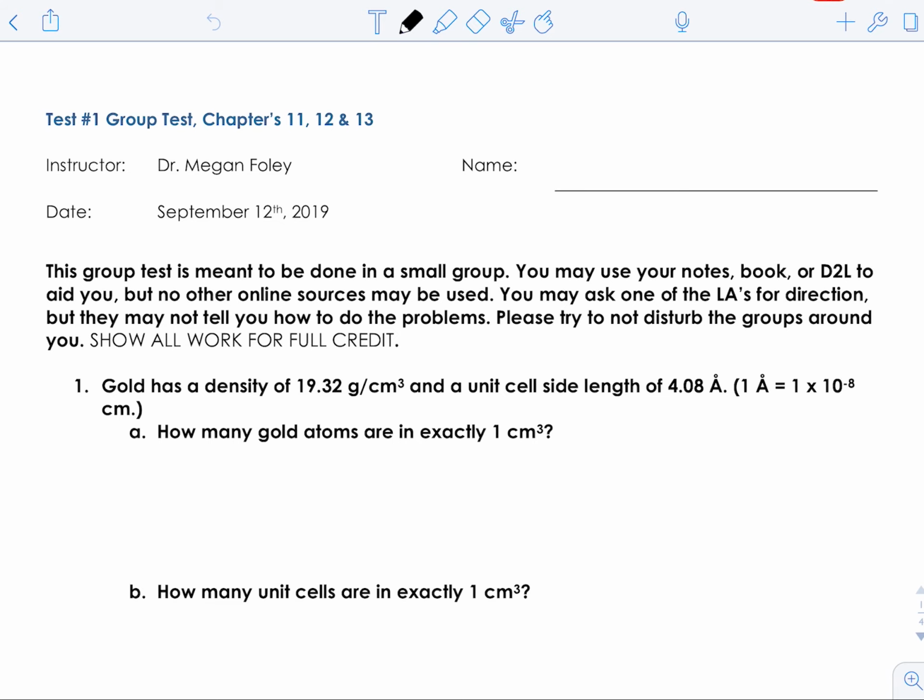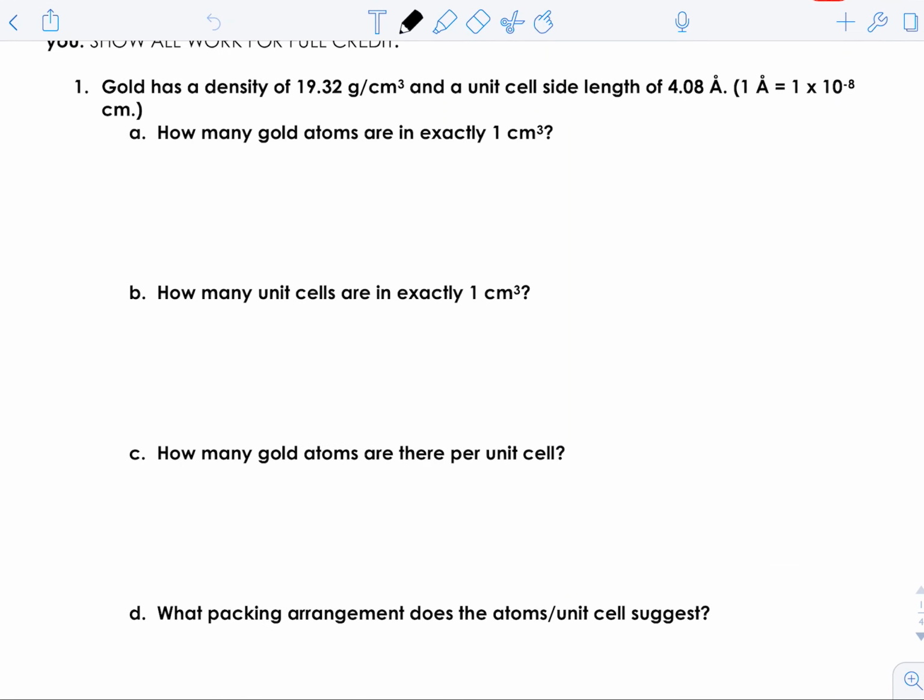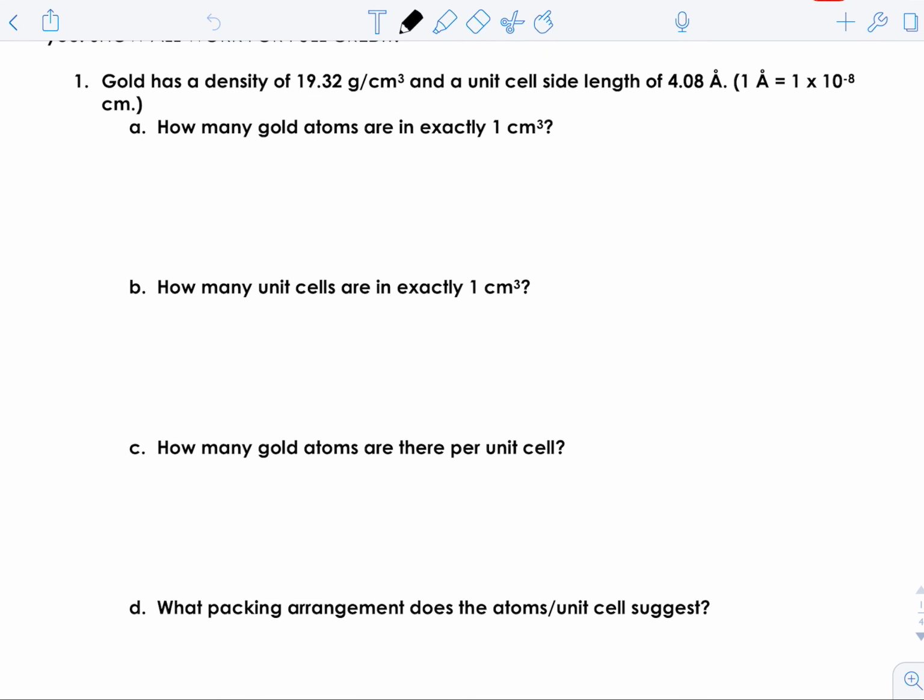Okay, so this first question asks about how many atoms are in 1 centimeter cubed, considering gold has a density of 19.32 grams per centimeter cubed and a unit cell length of 4.08 angstroms. First we want to look at how many atoms are in 1 centimeter cubed. We notice this also has centimeters cubed in it, so this gives a mass per volume. With a mass per volume, we can use this volume to figure out how much mass is there, and then use our molar mass of gold to figure out how many atoms are there.